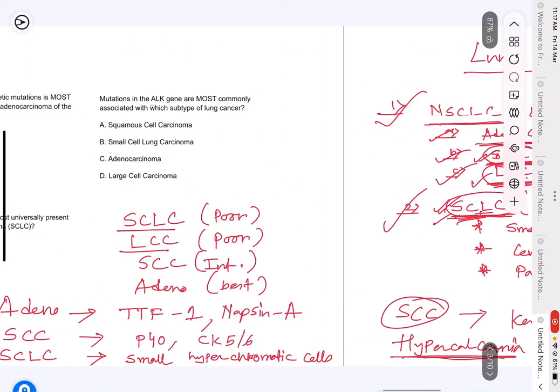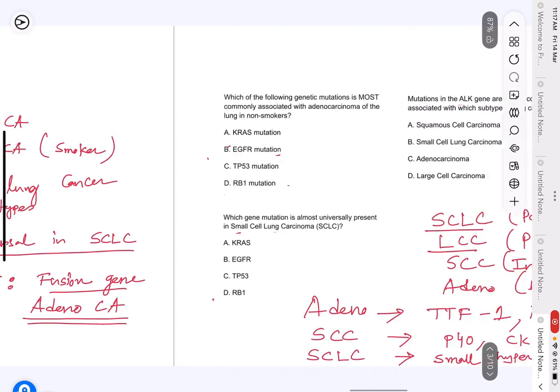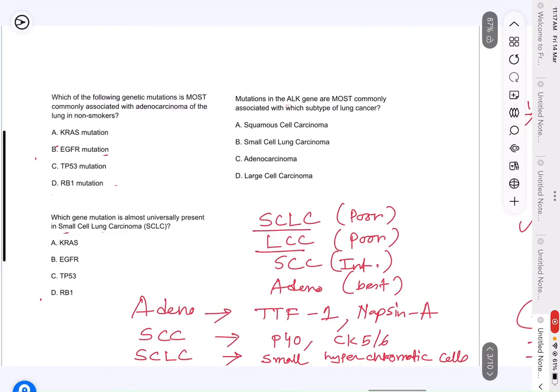Now, let's learn prognosis. SCLC has the poorest prognosis and LCC also has a poor prognosis, whereas SCC and adeno-CA are better. SCC has intermediate prognosis, and adeno-CA has the best prognosis.